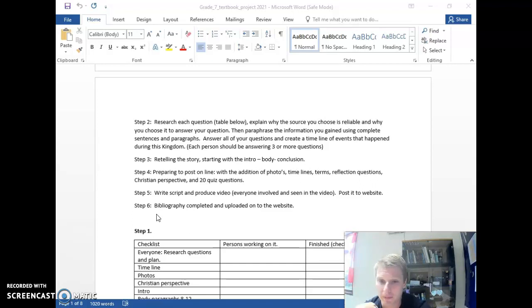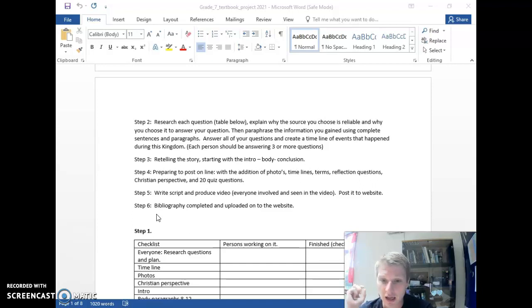Step 3 is you are going to retell the story. Intro, body, conclusion. This will be about 10 paragraphs or more when you have the intro, body, and conclusion in there. These will not be your answers to the questions. These will be you retelling the story like somebody is reading a textbook. And I will include a sample chapter of a textbook so you can look at it and see what they have here.